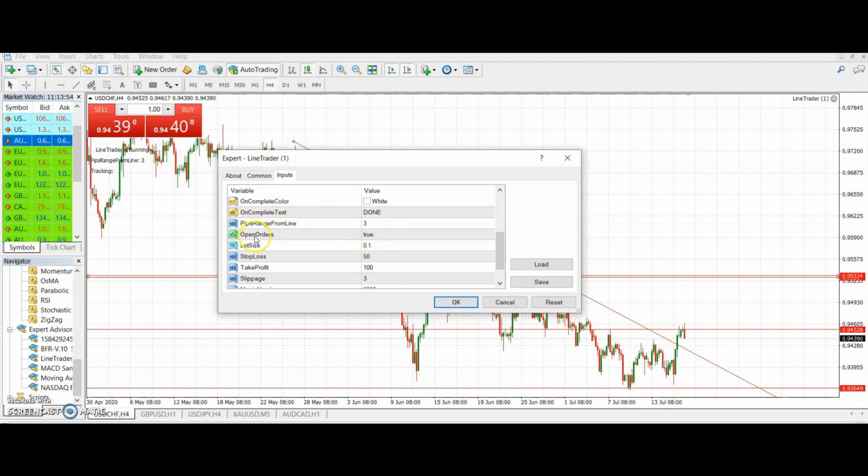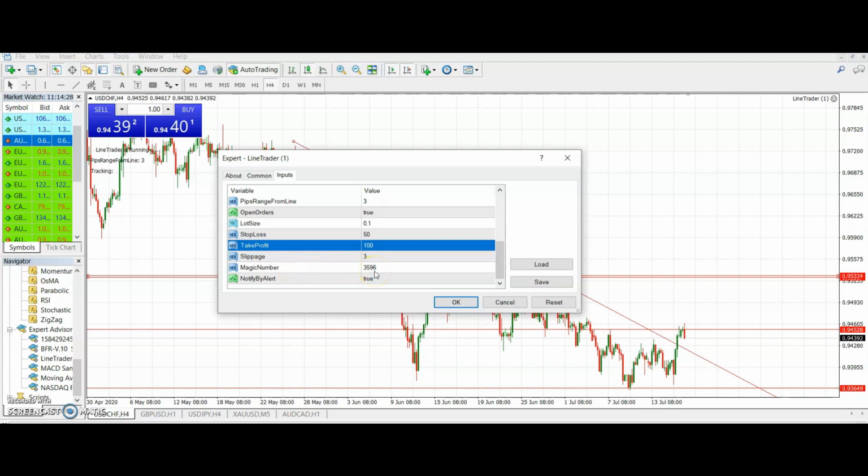And then open orders, this one allows the line trader to take trades on your behalf, right? So if you don't want it, you just set it to false. If you don't want it to be taking trades on your behalf, if you just want it to be alerting you only and not take any trades, then you have to click and make it false. This is very important. It's very important. And then the lot size, you just specify the lot size that you want, the stop loss that you want, the take profit that you want, the SPLH that you want, the magical number.